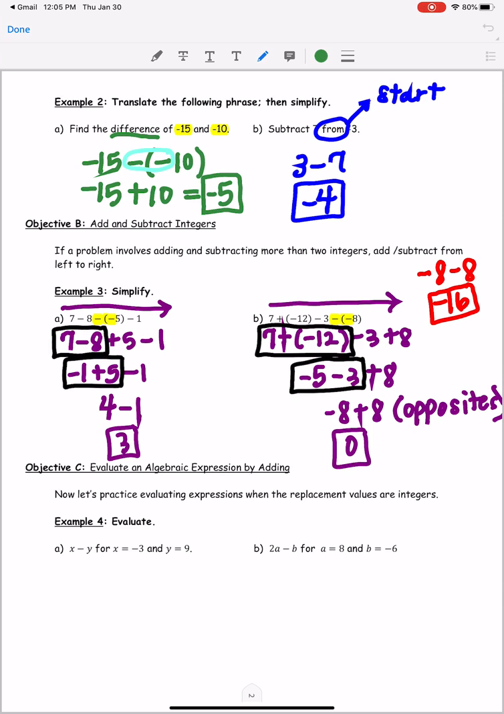All right, now we're going to practice evaluating expressions by replacing values when replacing values that are integers. So you got x minus y. X is -3 and y is 9. So in place of this x, we got -3. Bring down your minus sign. And then what is my y? Do you have the same signs or different signs? They're the same, negative and negative. So we're going to add. 3 plus 9 is 12 and keep the sign.